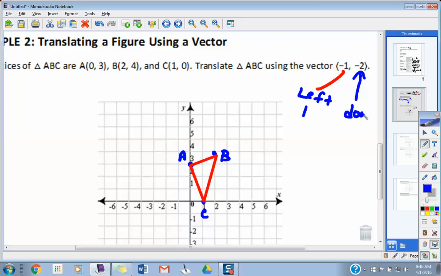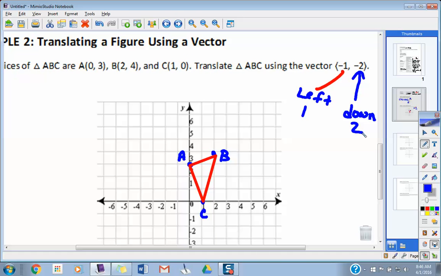That's saying move it down 2 units. So if I do that, here's what you end up with. Take your point A. You always take your vertices and just translate them the way the vector tells you to do it. So this point A is going to move what direction, guys? Left 1 and down how much? 2. So what I'm going to do is I'm going to say this is where point A falls.